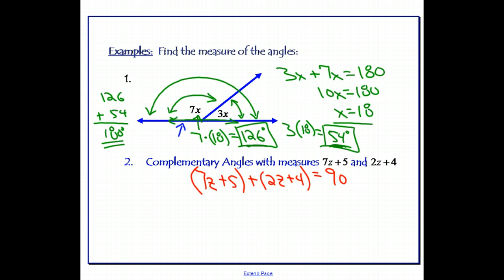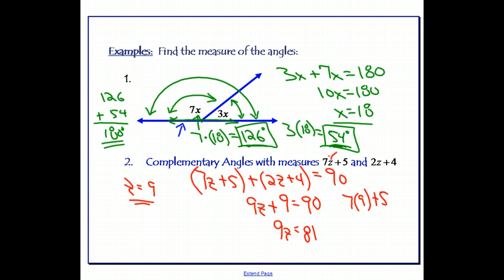Combine like terms on the left side, we've got a 9z and a 9 equals 90. Do a little algebra here, take off the 9. 9z equals 81, divide by 9, and it looks like z equals 9. Not hard to go back and sub in. We'll take 7z plus 5, but wait, z is 9.